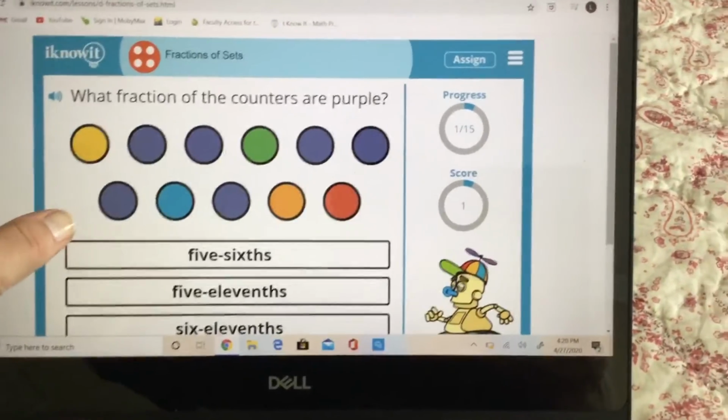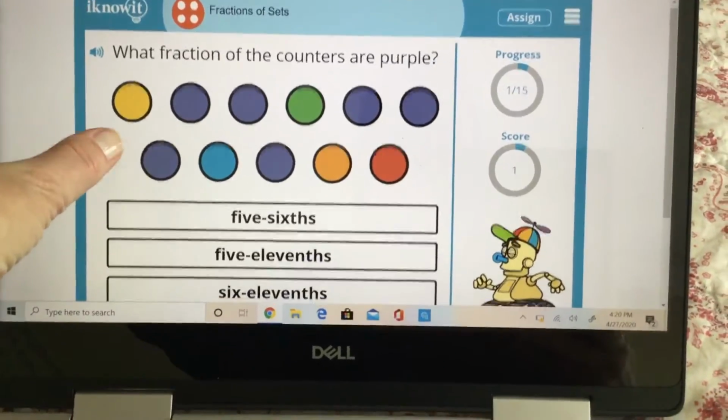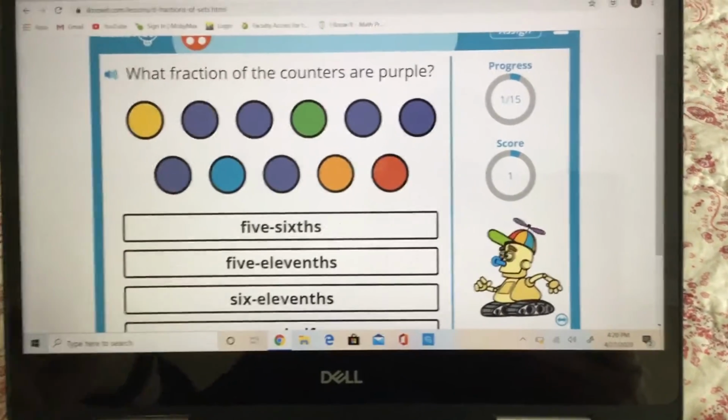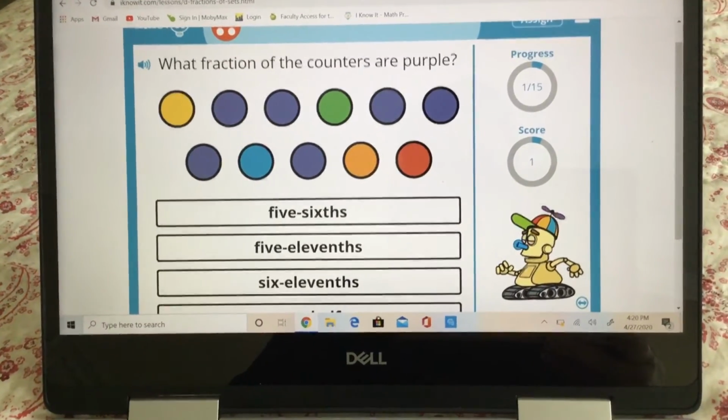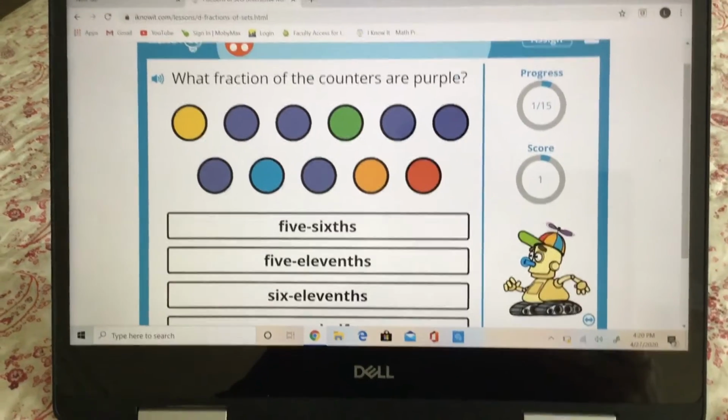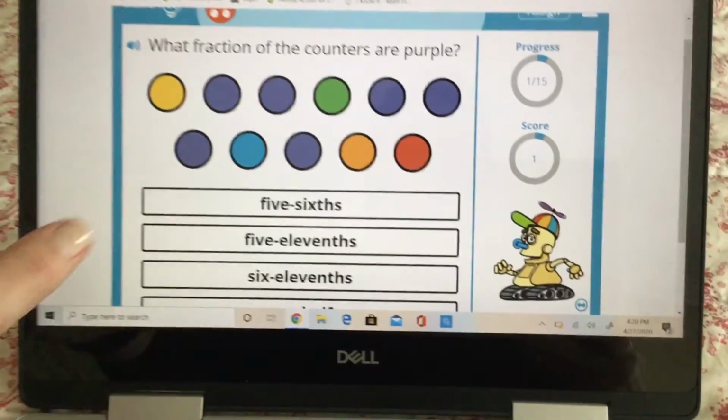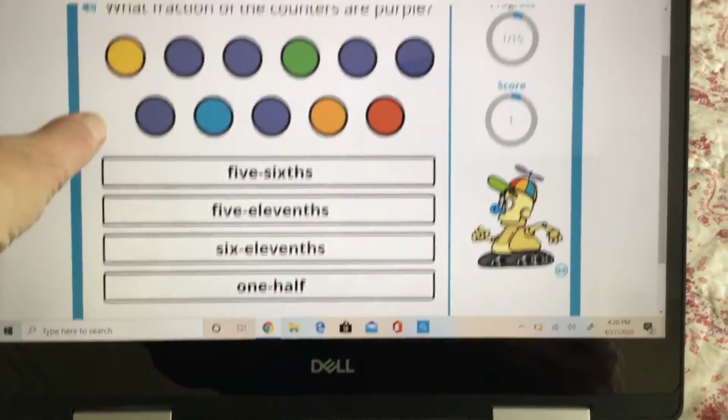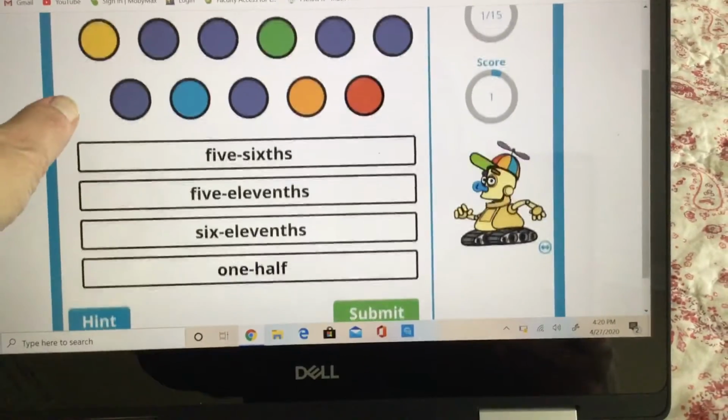All right. What fraction of the counters are purple? Again, that's going to be our numerator. We know that that's 6 out of 11, I'm going to assume, okay, 11 counters.